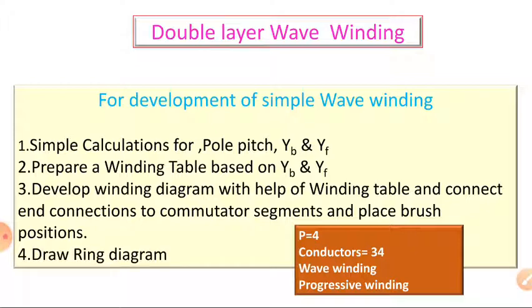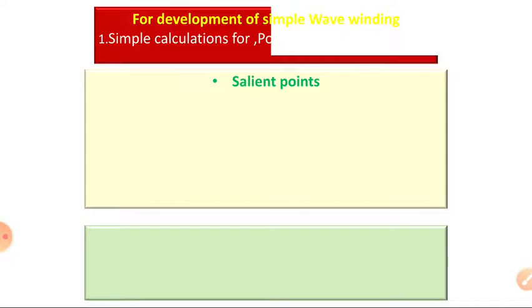These are the 4 simple steps, dear students. First, prepare the simple calculations, then prepare the table, prepare the winding diagram, and finally finish with the ring diagram. Similar to the previous lap winding, let us do one by one in simple steps. Now, for development of the wave winding, the first step is the simple calculations for the number of poles, back pitch and front pitch values.